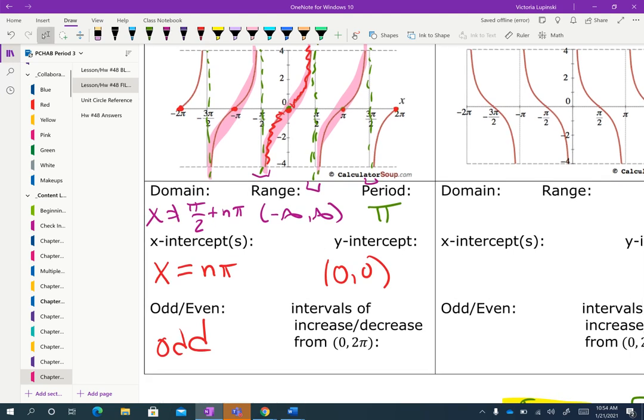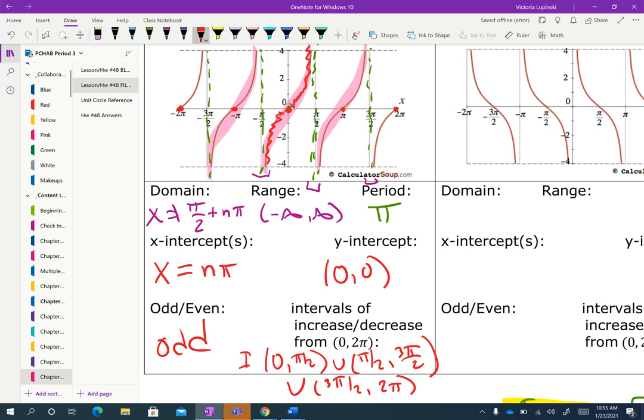And then finally, increasing and decreasing. So notice that it's increasing from 0 to pi over 2. And then it's actually increasing again from pi over 2 to 3 pi over 2, but we have to take a break because of that asymptote. And then it's actually increasing again from 3 pi over 2 to 2 pi. So the tangent graph actually increases the entire time, but you just have to break it up because of the asymptotes.